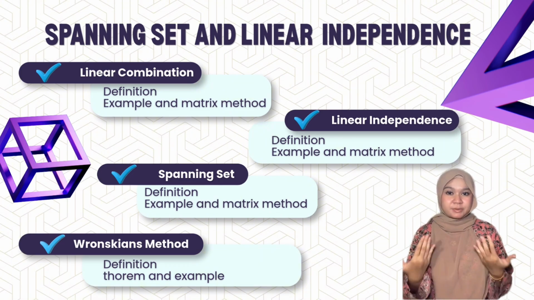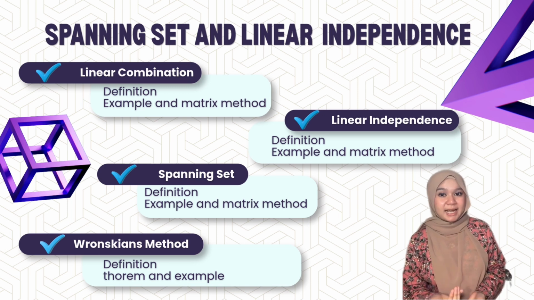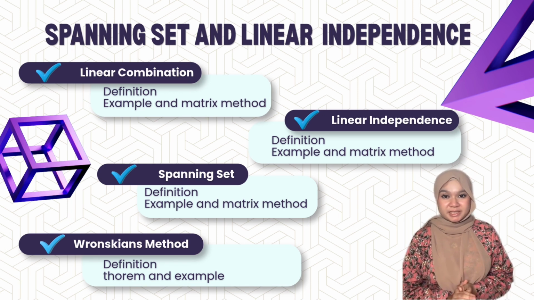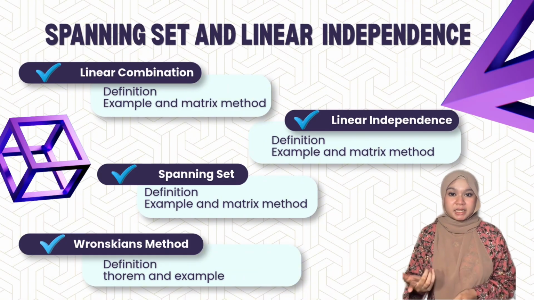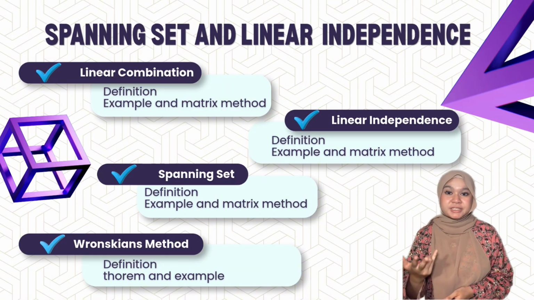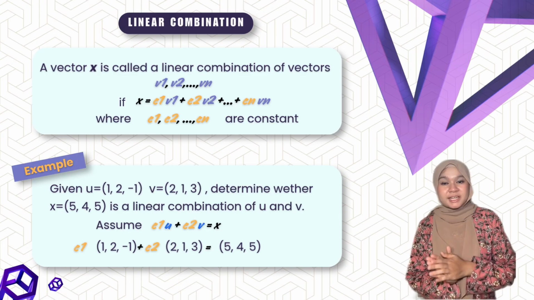So today I will present chapter 4, which is spanning set and linear independence. In this chapter, we will discuss 4 topics which are linear combination, linear independence, spanning set, and also Wronskian's method. First, we have linear combination.